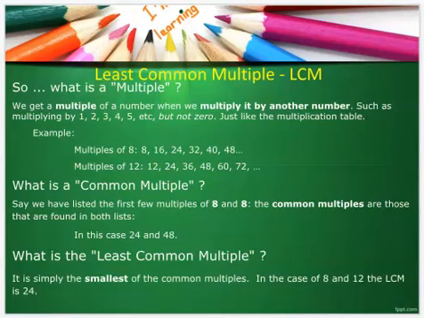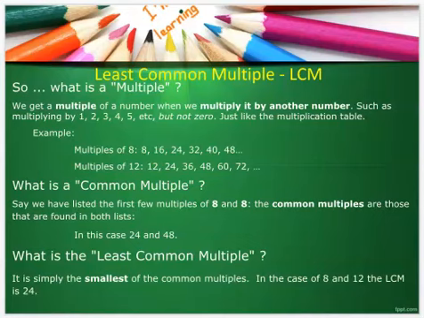So for example, multiples of 8 are 8, 16, 24, 32, 40, and 48. And notice there's dots because that goes on and on and on. For multiples of 12, that's 12, 24, 36, 48, 60, 72. Again, that goes on and on.